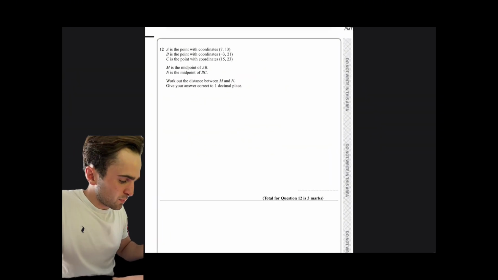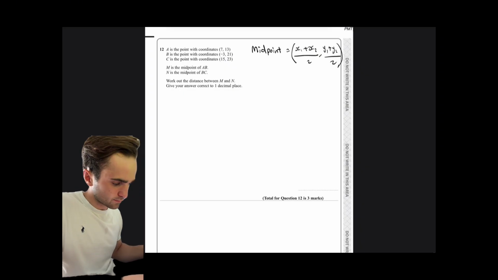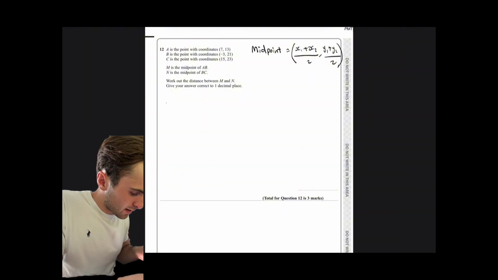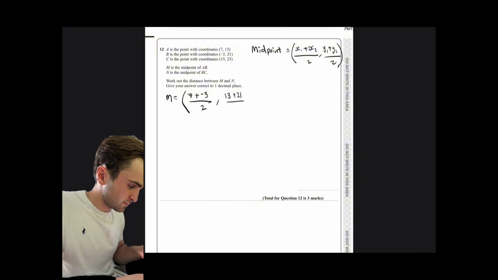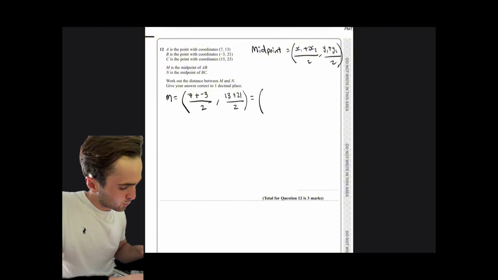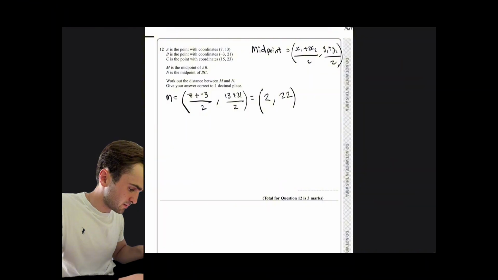So we know that the midpoint between 2 points equals x1 plus x2 over 2, so it's the average of their points, plus y1 plus y2 over 2. So that's our midpoint. M is the midpoint of AB. So 7 plus -3 over 2, then 13 plus 21 over 2. And this is going to equal 7 minus 3 is 4 over 2, which is 2. 13 plus 21 is 44 over 2, which is 22.